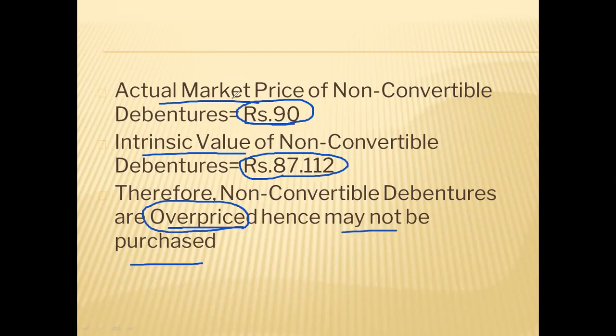So you should compare the actual market price with the correct pricing, which is known as intrinsic value. You should compare both prices and give your conclusion whether to buy or not buy, invest or not invest. If you buy from the market, you will have to pay 90 rupees. But as an investor, you feel it should be only 87 rupees. So obviously, the conclusion will be that it is overpriced and may not be purchased. Everybody make a note of this conclusion below the solution.